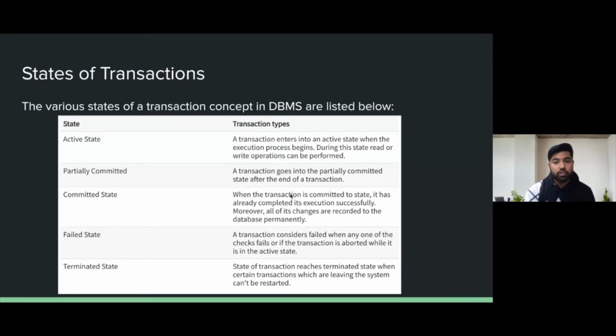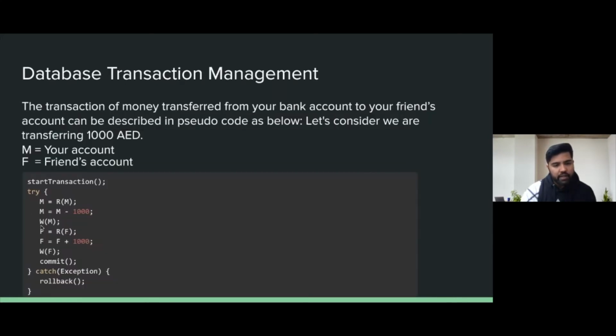A transaction goes into the partially committed state after the end of the transaction. So when we have a write, like updating the balance of my account, at this moment it is partially committed. What is the meaning of partially committed? The database has its own concept of keeping a record of all the changes that you're trying to make on the database. So this is partially committed. It's actually recorded.